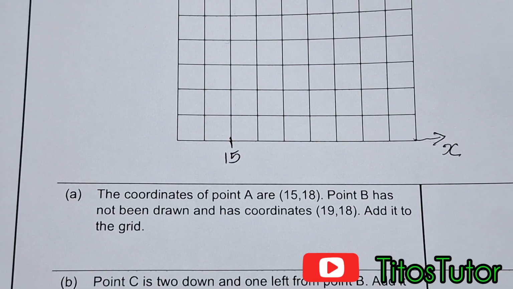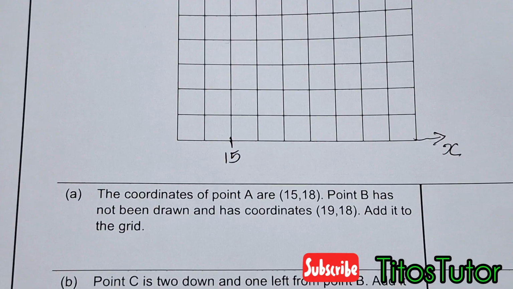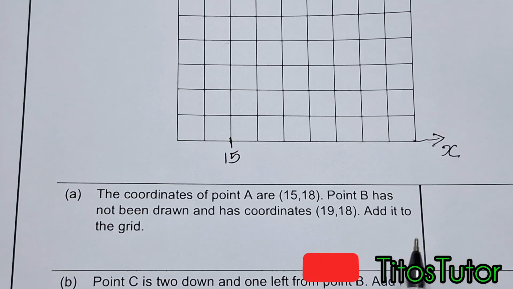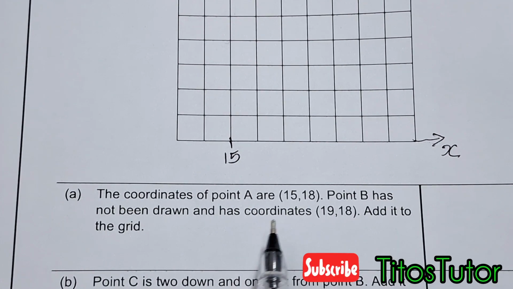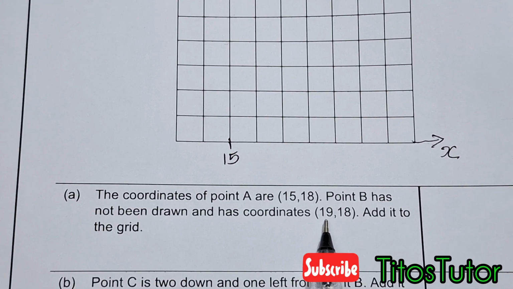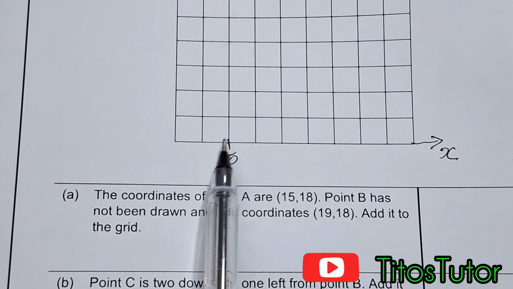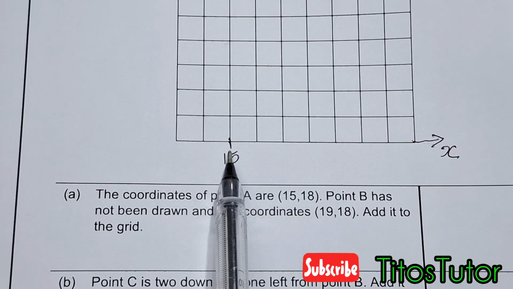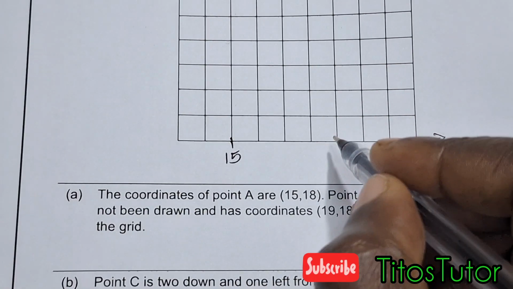It says that point B has not been drawn and has a coordinate of 19 on my X, and 18 on my Y. Add it to the grid. So it wants us to plot a point B that has coordinate (19, 18). So one box represents 1 unit. So if this is 15, we're going all the way to 19. 15, 16, 17, 18, 19. So 19 is here.